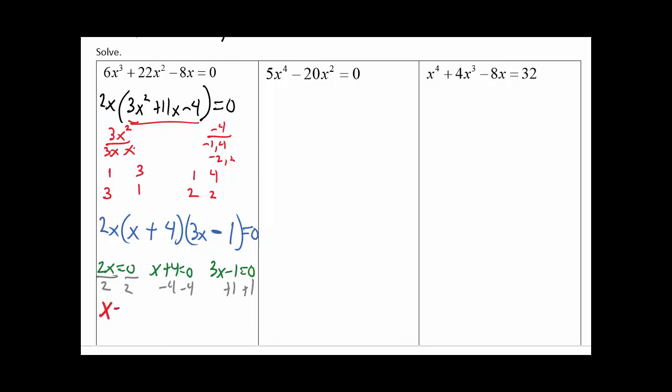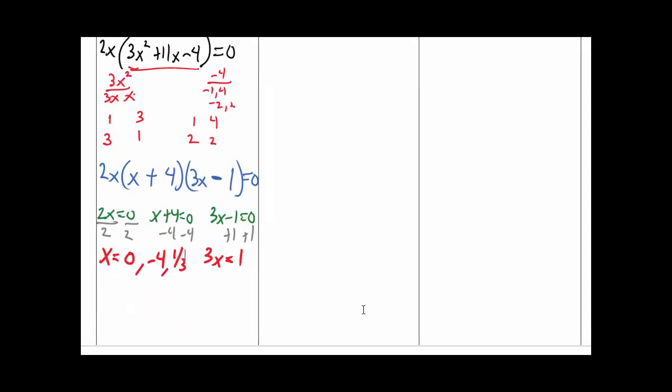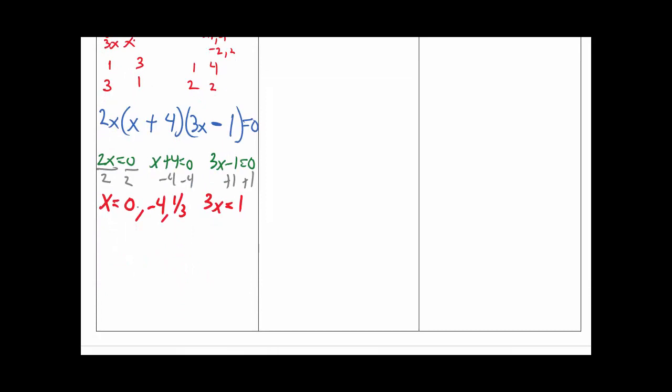So here I get x is 0. And then next door I get x is negative 4. This piece, 3x equals 1, so when I divide by 3 I get 1/3. Since we're staring at them, I might as well put them in order. I got negative 4, 0, and 1/3 would be all of my answers.